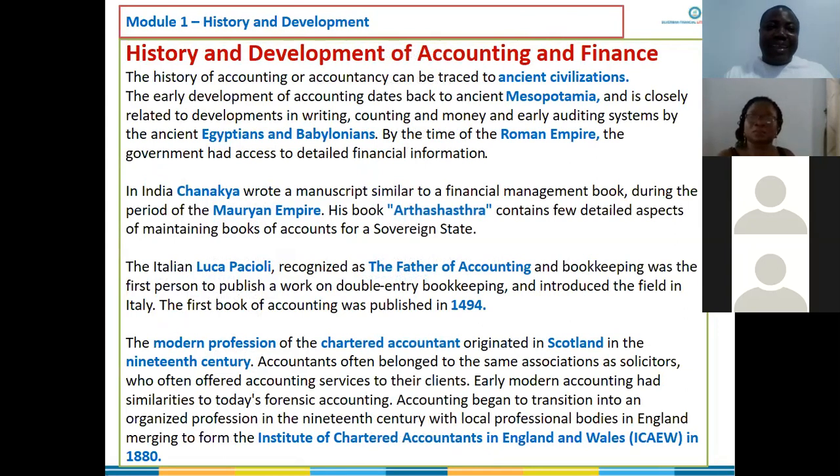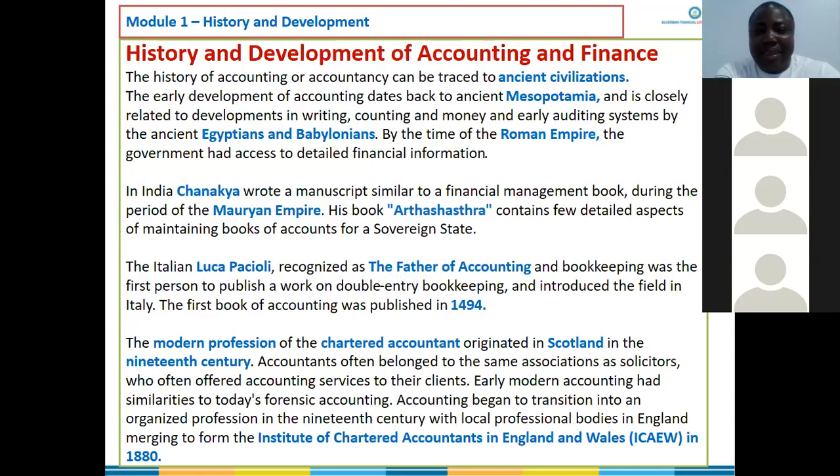Okay, so now let's start with the history and development of accounting. Accounting started way back in the ancient civilizations. The early development of accounting dates back to ancient Mesopotamia, an old kingdom in the Mediterranean region, and is closely related to the development of writing, counting, and money, and the early audit system of the ancient Egyptians and Babylonian times. I know most of you have read about those histories.